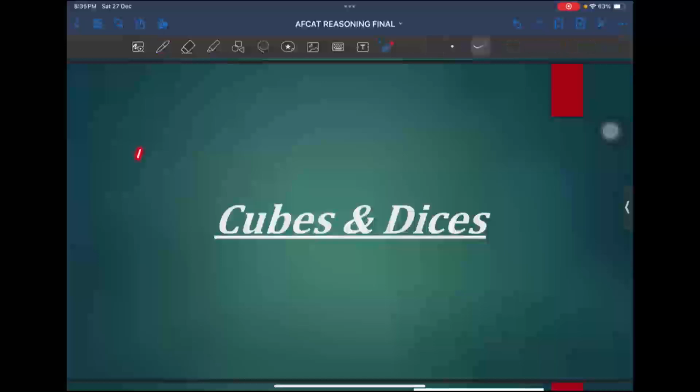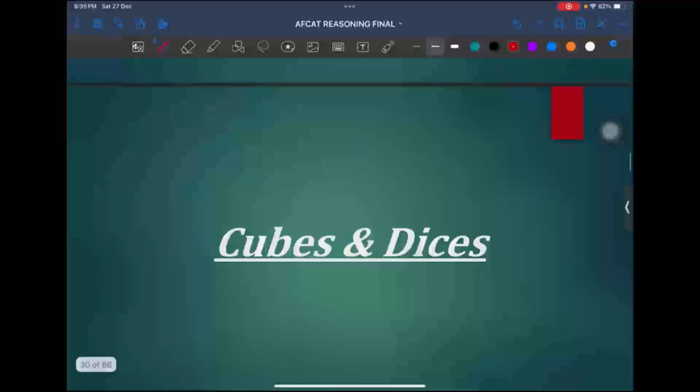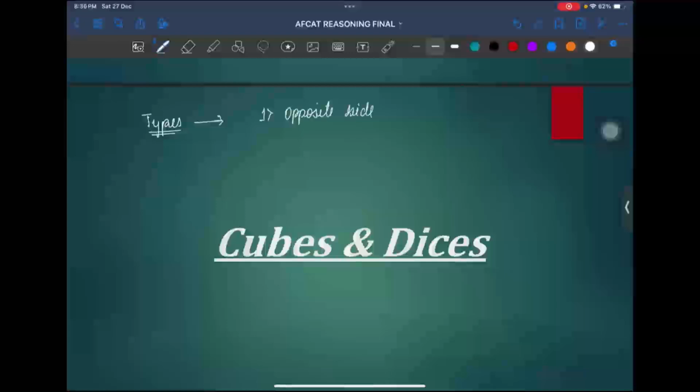There will be majorly simple questions from cubes and dice. Before starting the topic, let us understand the types of questions which are asked from cubes and dice. Majorly, there will be two types of questions. The first one is, what will be the opposite sides of a given dice? You just need to find the opposite side of a given dice.